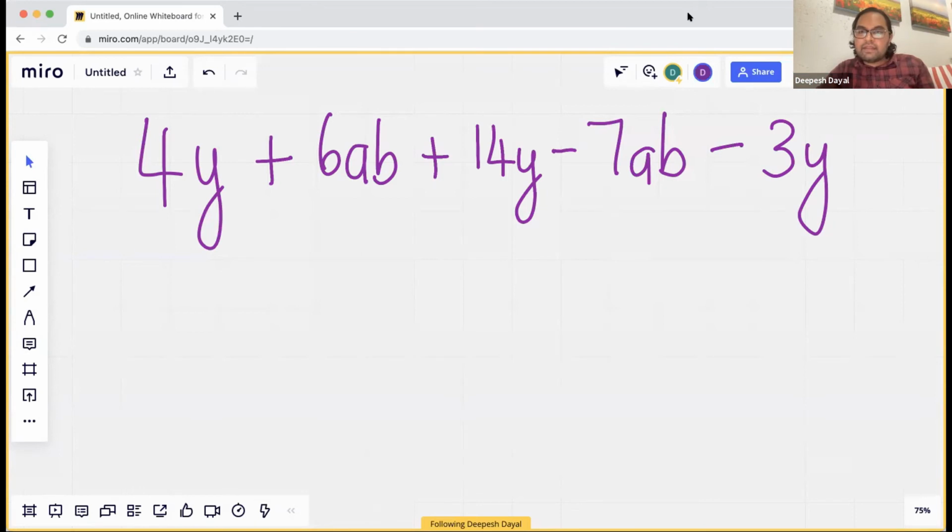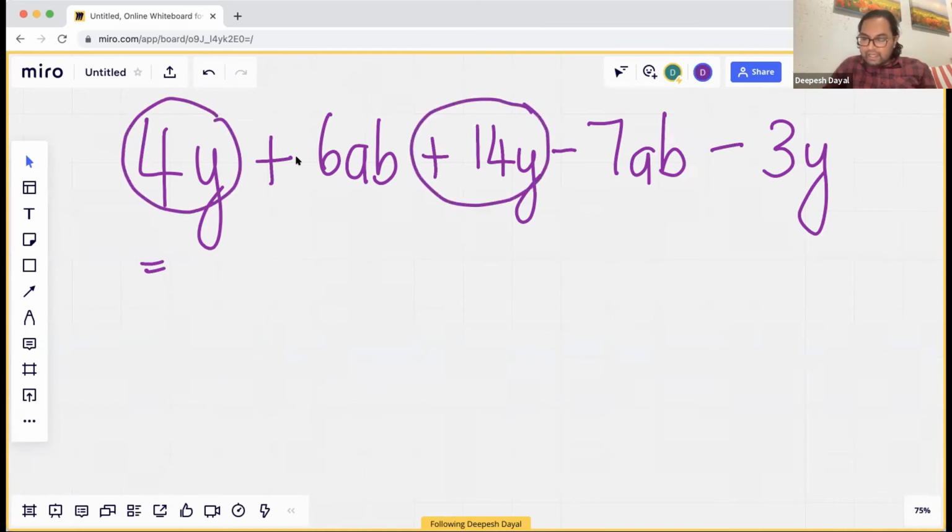Let's see what we have. I see I've got some answers here in the chat. I think it's 15y minus 1ab. Let me write that down. So we got 15y. Why do we have 15? We've got 4 plus 14 gives us? 4 plus 14 gives us 18.